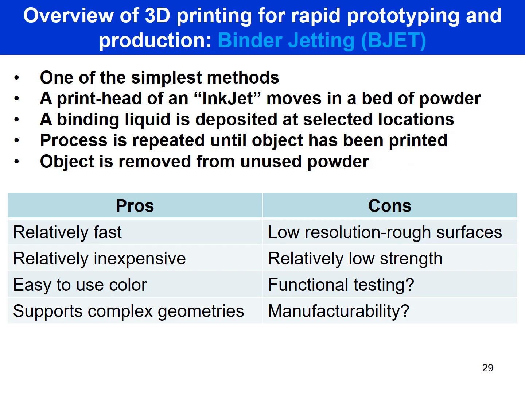The advantages are that it is relatively fast, relatively inexpensive, easy to use, has color, and supports complex geometry. The negatives are low resolution, rough surfaces, and relatively low strength. Functional testing is a question mark because it has been only partially tested, and although it's claimed that it can be used for manufacturing, there are still questions that remain.